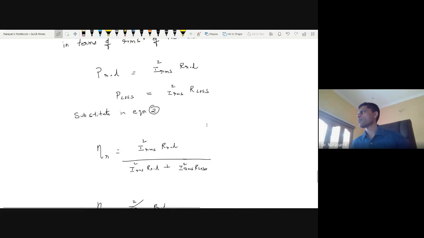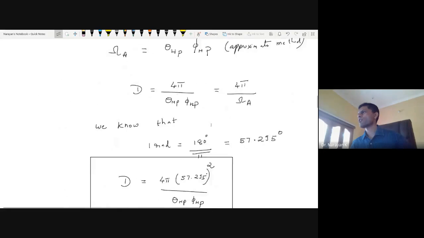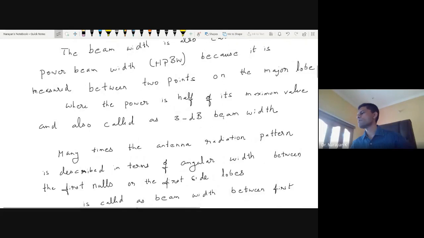I hope all of you understood today's concepts of beam efficiency, beam area, the radiation resistance of the antenna, and the radiation efficiency of the antenna.